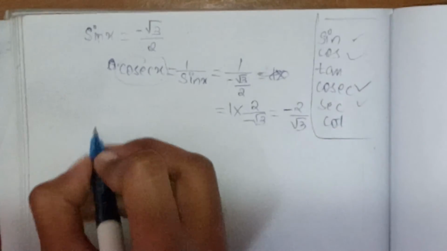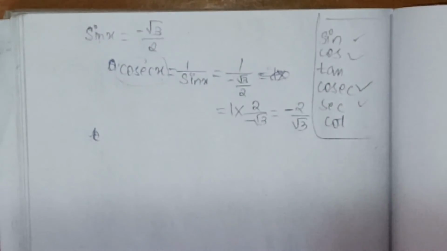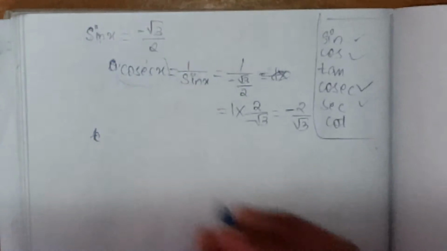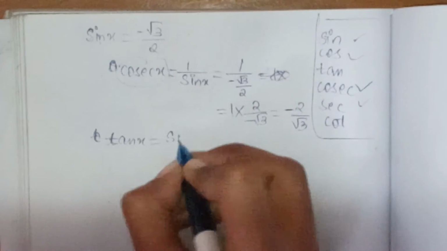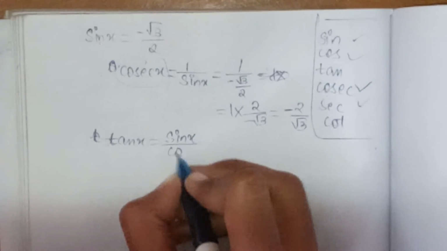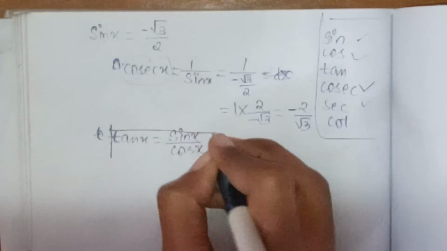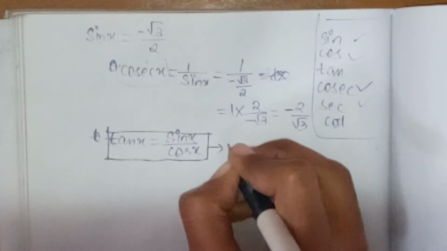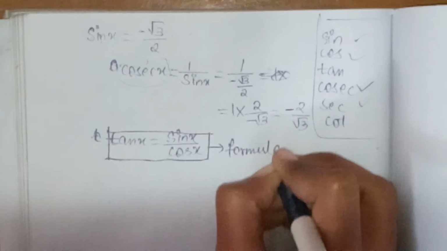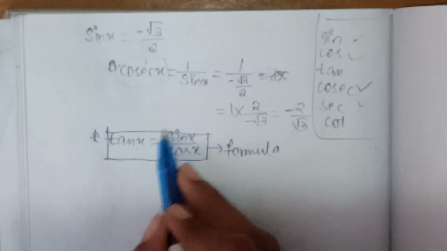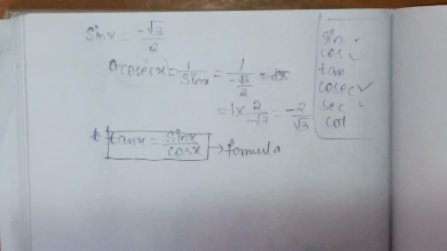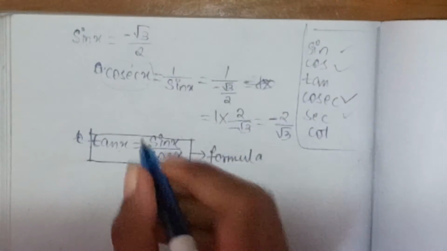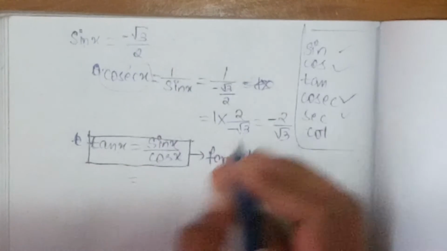See, we have tan x is 1 by cot x, and cot x is 1 by tan x. We don't have any value of tan or cot. So how can we find it? One formula is there: if we want to find tan x, that is sin x by cos x. I forgot to write it over there, but you can write it. This is also one important formula. So we can find the value of tan if we know the value of sin and cos. Already we know the value of sin, and in the question they have given the value of cos. So sin is, here only, minus root 3 by 2.